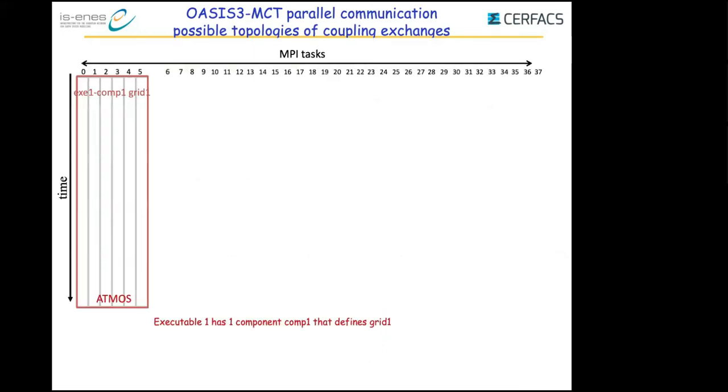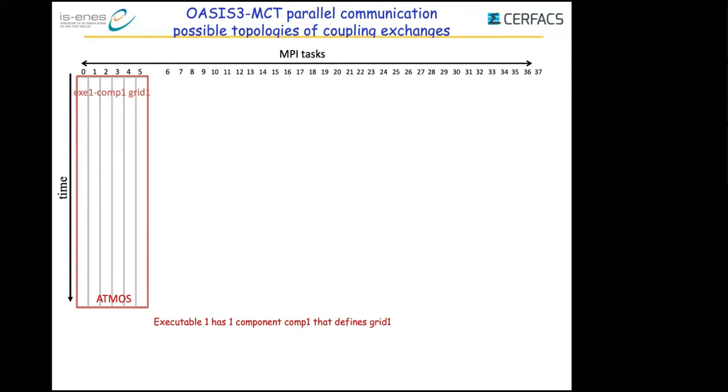Now, regarding the possible topologies of the coupling exchanges, here we have an illustration, for example, of a first component, which I called here Atmos, which runs on 6 different processes, 6 MPI tasks. This is one executable. So in the OASIS jargon, it will define one component and it runs on one grid.